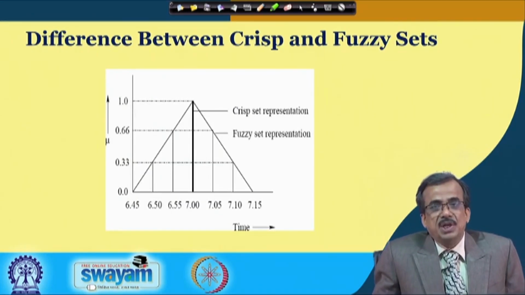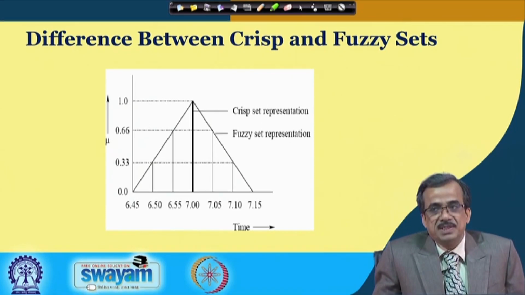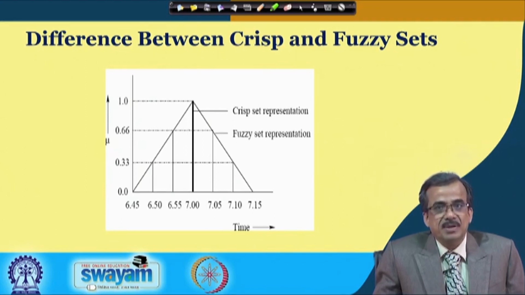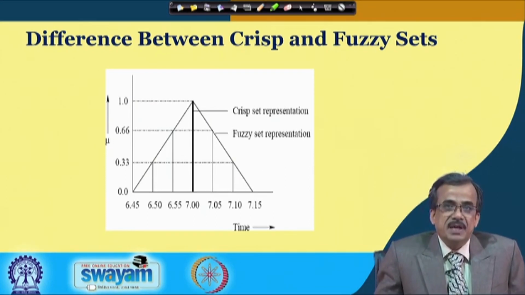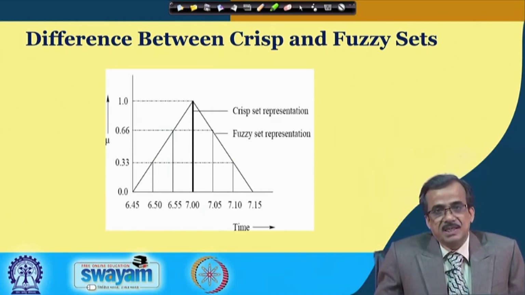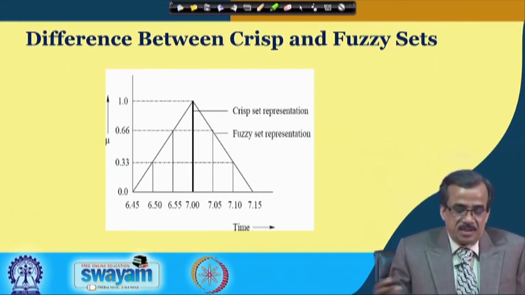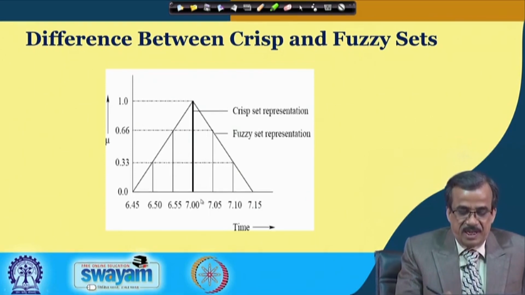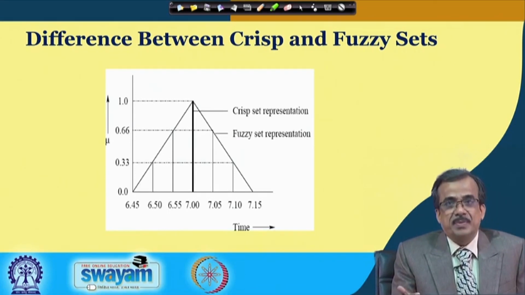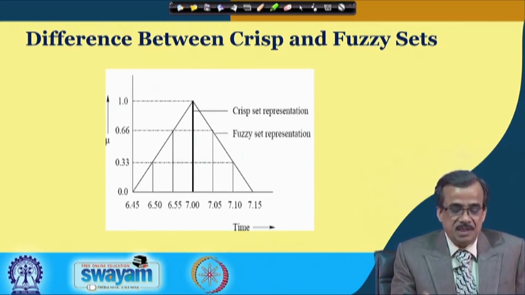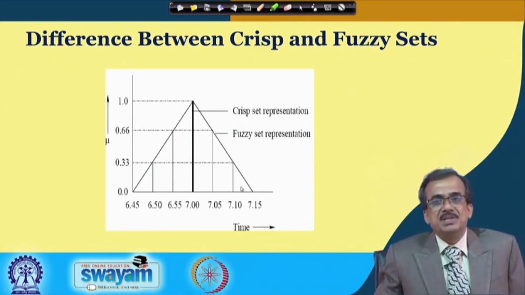So, till now we have defined the concept of fuzzy sets and the concept of classical sets. Now, to recapitulate the definitions and the difference between the classical set, that is the crisp set, and the fuzzy set, let me take another example.